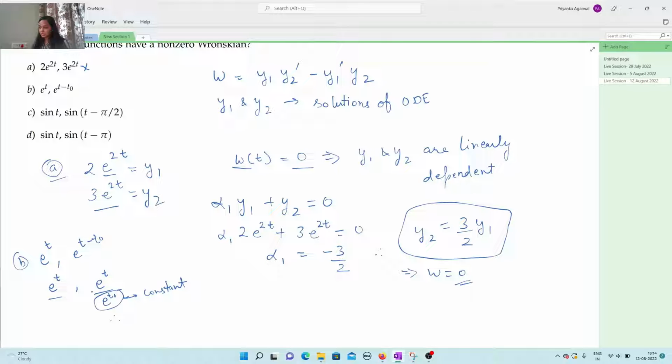Basically, the principle of superposition does not apply in this case. Okay. Now in this question, we have to find which of the following ODEs has a characteristic equation with complex conjugate roots.